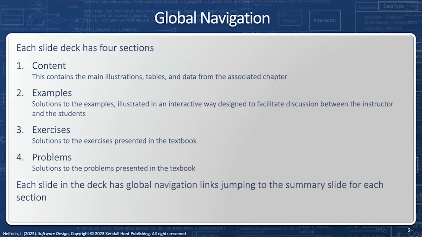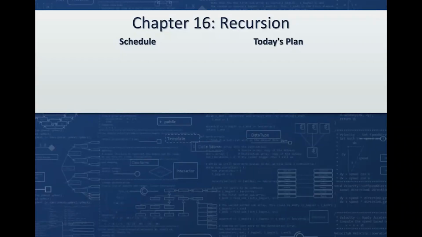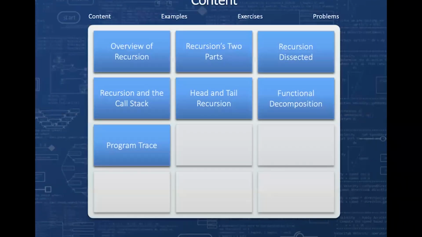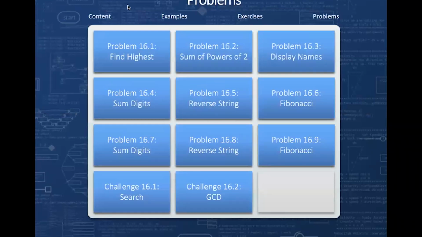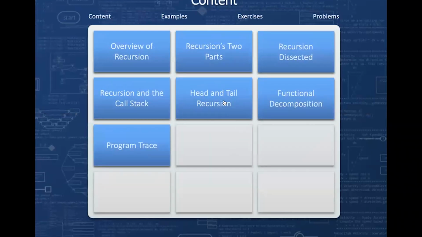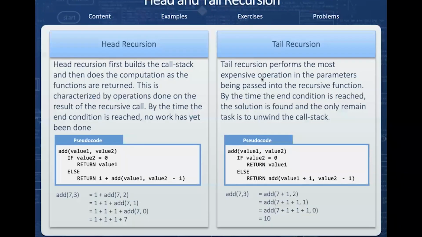Let me demonstrate this. This comes from Chapter 16, Recursion. Notice there are placeholders for you to put the schedule and today's plan. All right, this is the overview of the content section. And notice the global navigation up here. I can go from content to examples, to exercises, to problems. But let's start at content. And I want to say head to tail recursion. And it shows you the difference between them.